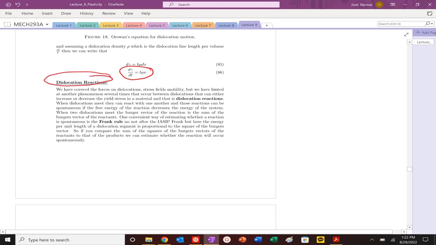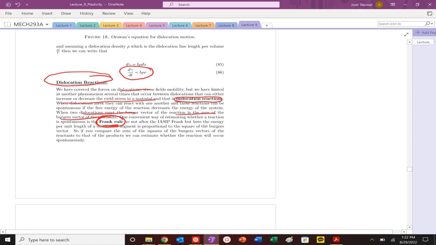All right, so now we are going to start to talk about dislocation reactions. It's really critical to determine, again, we looked at forces and stresses on dislocations, dislocation motion and velocity, but we need to see which reactions are going to be spontaneous and which reactions are not going to be spontaneous. And one way to see if a reaction is going to be spontaneous is by using Frank's rule.